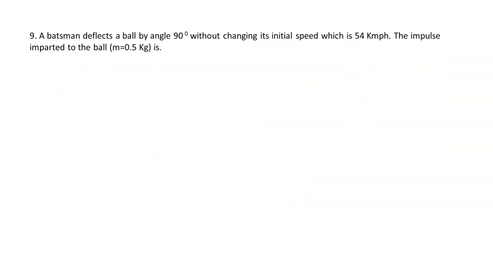Let us see the next one. Here the question is related to impulse again. The question is given as: a batsman deflects a ball by an angle of 90 degrees without changing the initial speed, which is 54 kilometers per hour. The impulse imparted to the ball is, mass is given. So first let us convert this into MKS unit or SI unit, which is meter per second. So this will be equal to 54 into 5 by 18 meter per second. 18, this will be 3 times, so this will be equal to 15 meters per second.